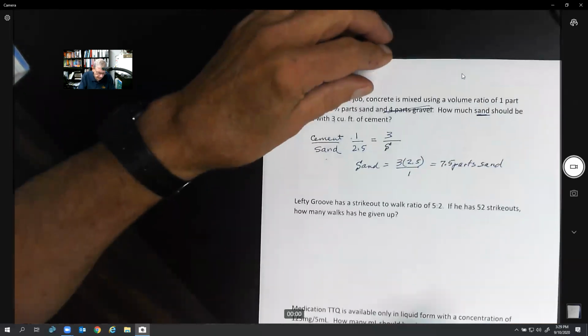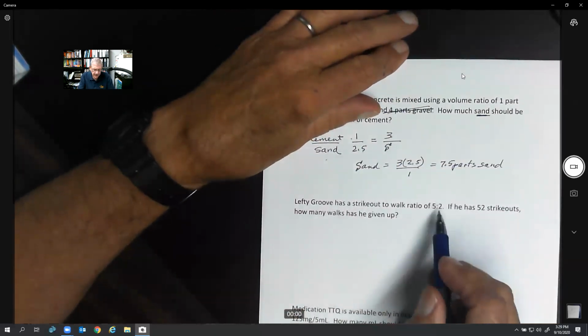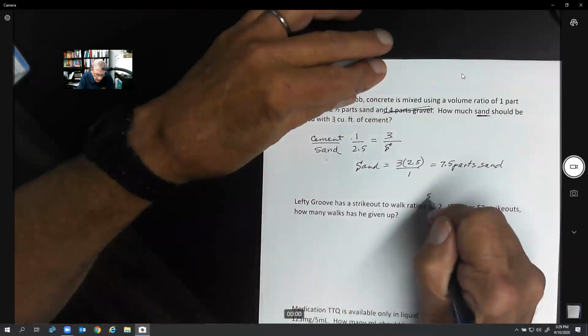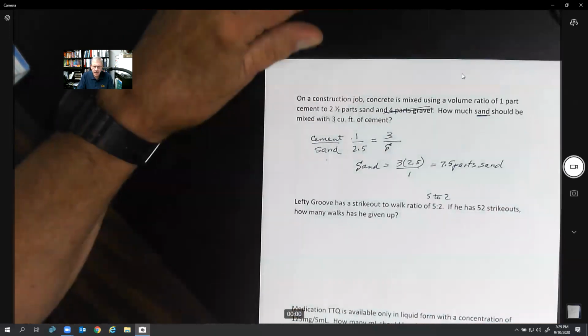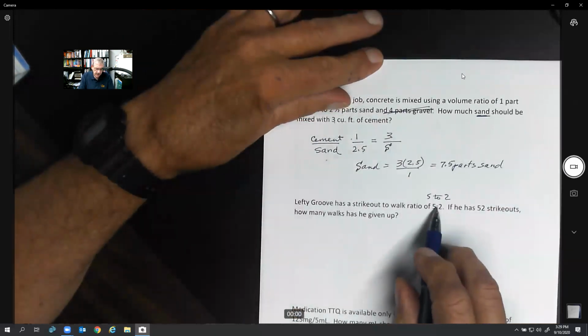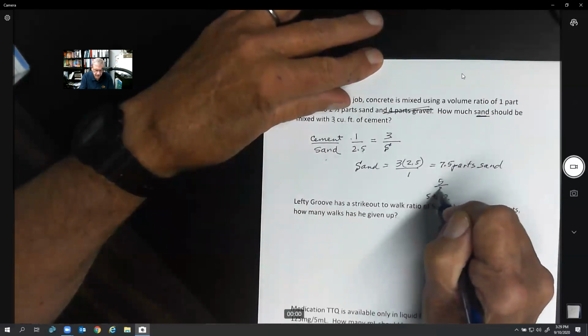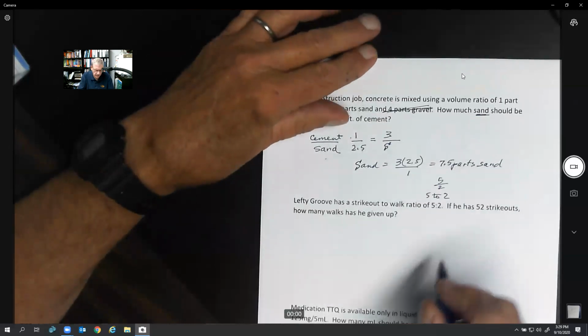All right, Lefty Grove has a strikeout to walk ratio, and this is read as 5 to 2. Instead of writing it as a fraction, we can use a colon. We could also write the words 5 to 2. We can write this with a colon, or this way, or we could write it like this. All those mean the same thing, just different ways.